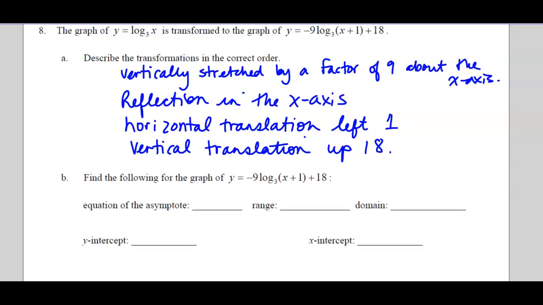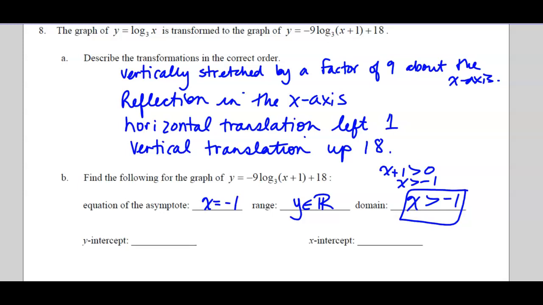Okay, so let's get some properties for this one. So the normal asymptote is at x equals 0. Now, stretching it vertically is not going to change that. Reflection in the x is not going to change that. It's going to be the translation one left. Okay. Range. I'll just leave it without set builder, just as all reals. Domain, then, it has not been reflected in the y, only in the x. So it's going to be x greater than negative 1. If you want to look at x plus 1 and make it greater than 0 and solve that, you can. Or you can state it in terms of transformations.